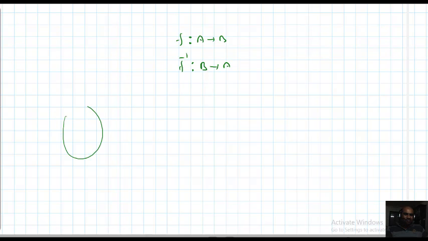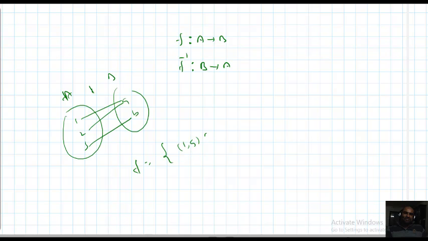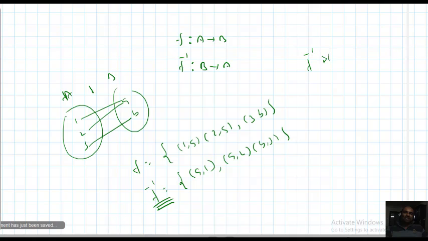I will explain through an example here, students. 1, 2, 3 and A, B given. So F from A to B. I will write in ordered pairs. F the function: 1 to A, 2 to A, and 3 to B. So this is a relation from A to B as well as a function from A to B. Find F inverse. You know how to find F inverse: (A,1), (A,2), (B,3). So this is a relation, a set of ordered pairs. That relation is from B to A. F inverse is a relation from B to A.